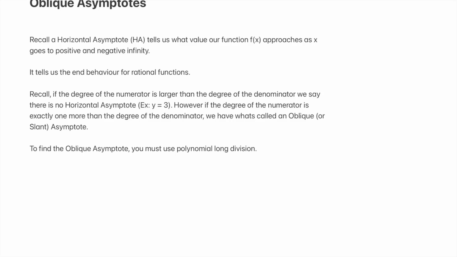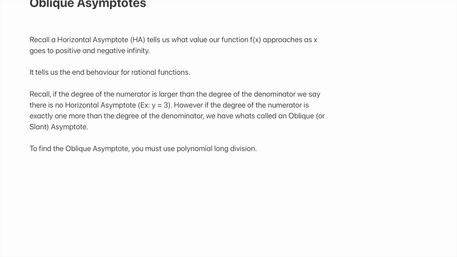So in this video, we're going to continue our discussion about asymptotes of rational functions. Specifically, we're going to talk about what's called an oblique asymptote today. But let's start off with a little bit of review. Recall that a horizontal asymptote tells us what value our function approaches as x goes to the far right, so think positive infinity, and as x goes to the far left, negative infinity. So it's end behavior. We've talked about that before, right? It tells us the end behavior for rational functions.